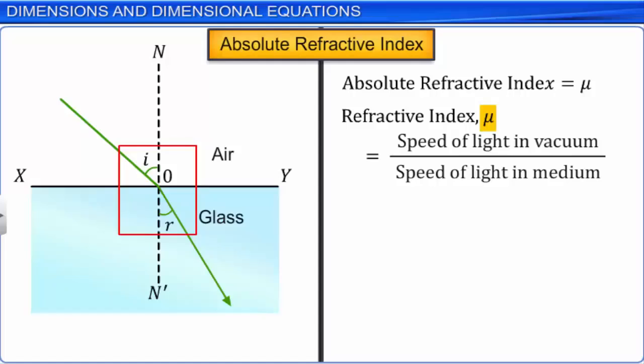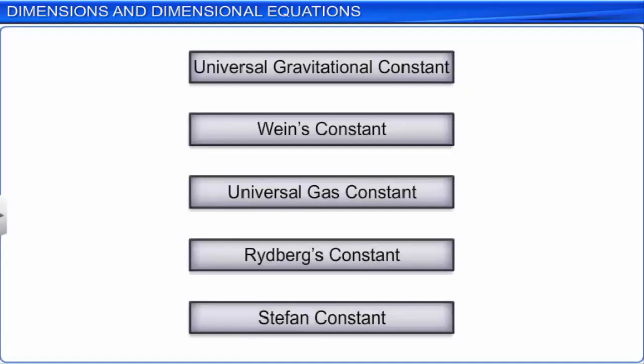Refractive index of a given medium is constant and does not have any dimensional formula. You will learn about refractive index in detail later in the course. We also have certain physical constants, each of which has a unit as well as dimensional formula.